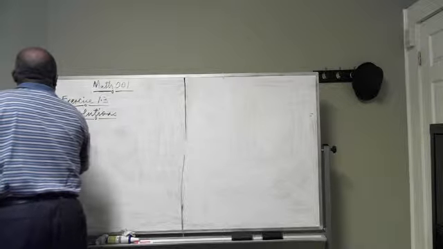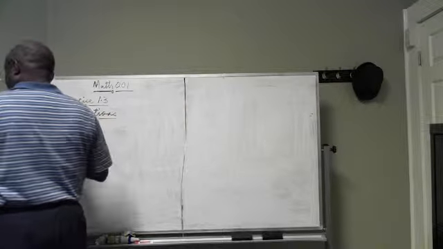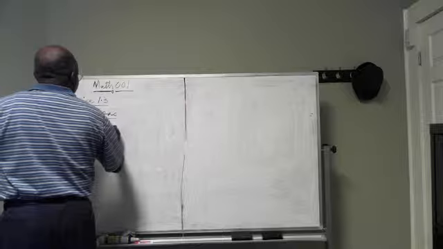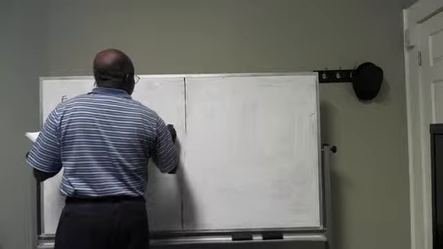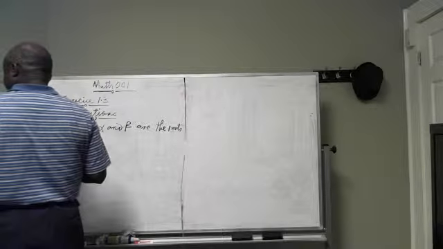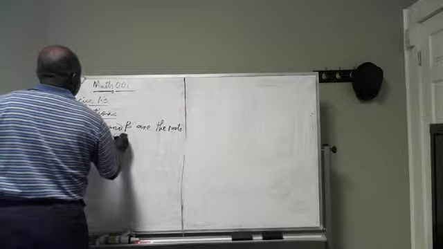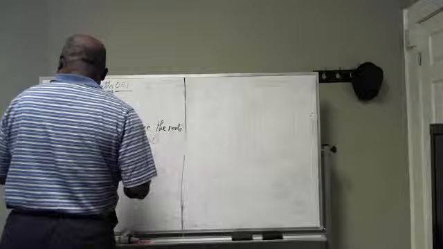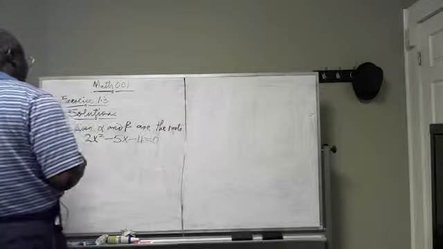Problem 3. Given alpha and beta are the roots of 2x squared minus 5x minus 4 equals 0. Find the equations whose roots are A.